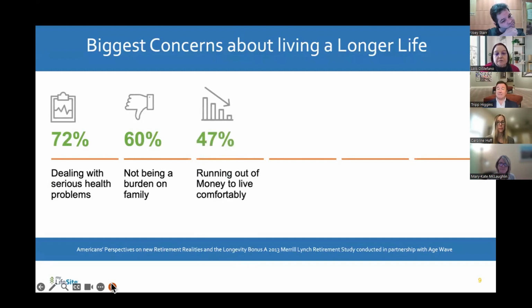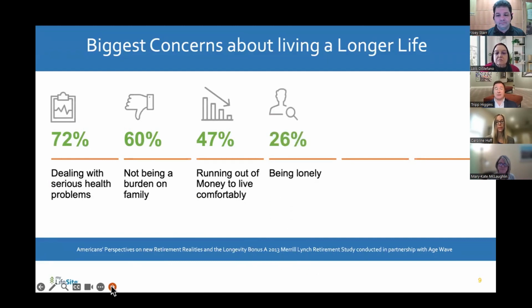47% running out of money to live comfortably. And in many cases, we feel like this percentage actually is much higher. It's just people don't feel like answering that first. It's more of the socially acceptable, like, yeah, dealing with health problems is pretty good. Not being a burden on my family. Running out of money, we find is big.